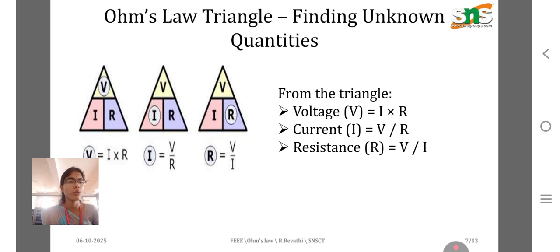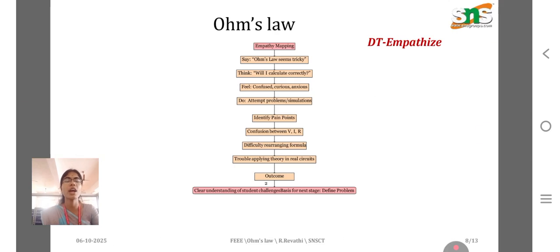If we don't know the voltage, current, or resistance, that is called an unknown quantity, and the known quantities are those provided in the question. So this is known as finding the unknown quantities. Now, what is the purpose of the empathizing part of Ohm's law? Ohm's law seems tricky. Will I calculate correctly? The learner thinks and feels confused, curious, anxious. They attempt problems and simulations, identify pain points, and then troubleshoot difficulty in rearranging formulas.